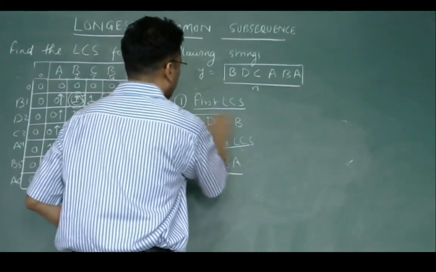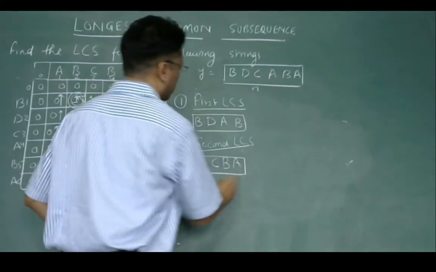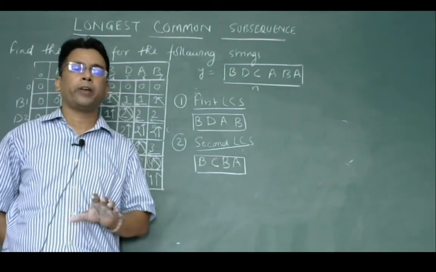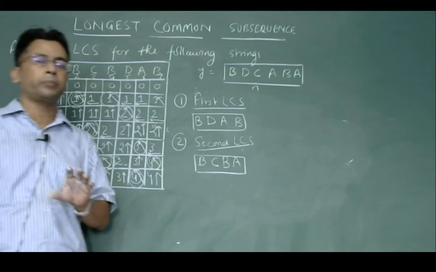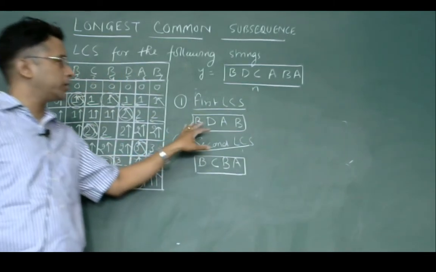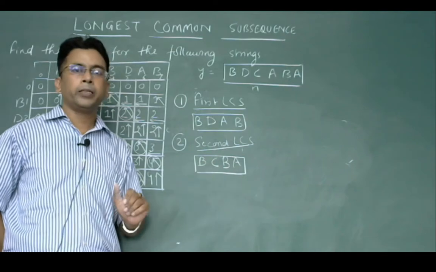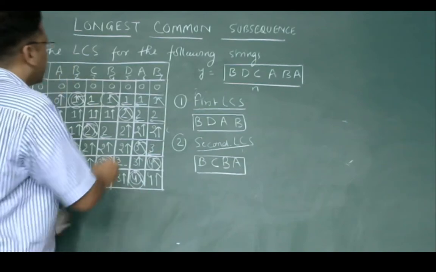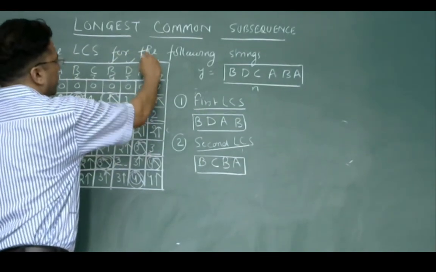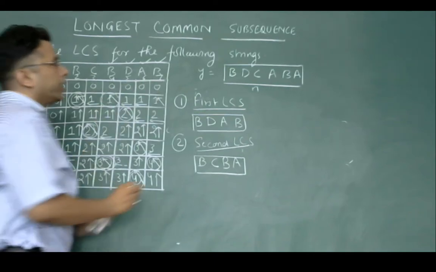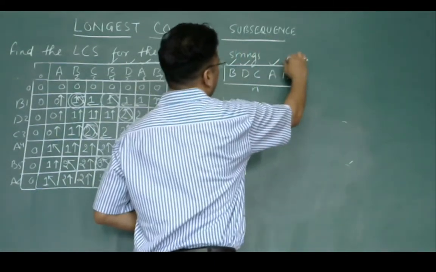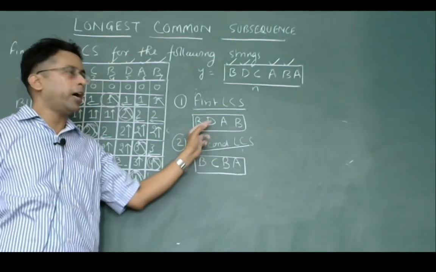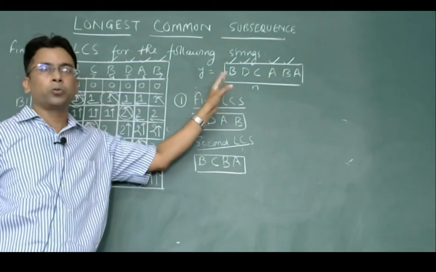Right? So these two subsequences are common between these two strings, and the beauty of this question is that you can also verify at the last that you have done it properly. Here I have got two sequences, BDAB and BCBA. In this, BDAB is present in the first string, and BDAB is present in the second string also. So we can verify that the result we have got is correct.